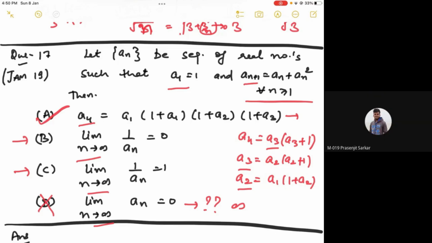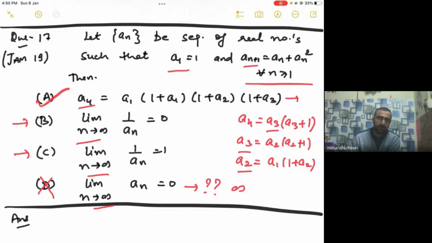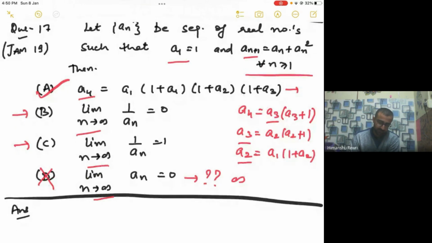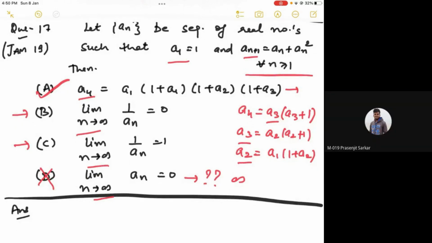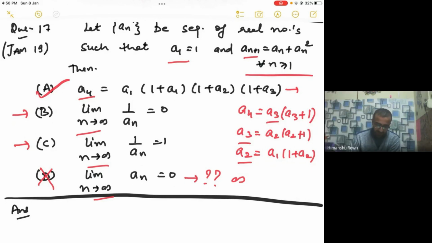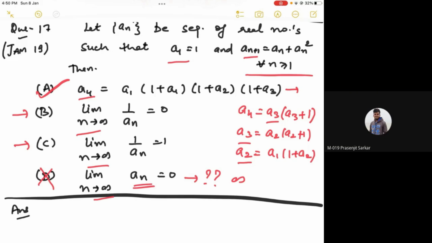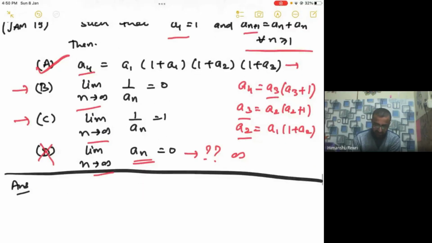B is true. Why is B true? As n tends to infinity, 1 by n tends to 0. But how will you claim that n tends to infinity? Because an increasing sequence is unbounded above. Can you give me the proof of this, that an tends to infinity?